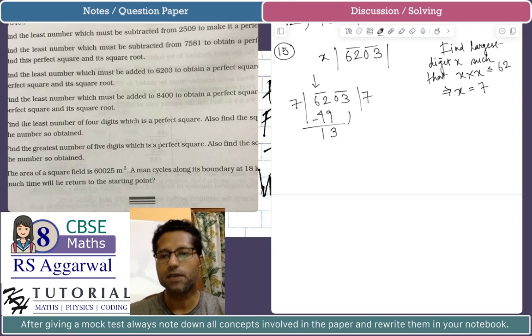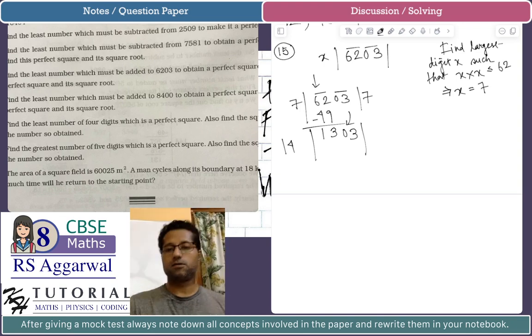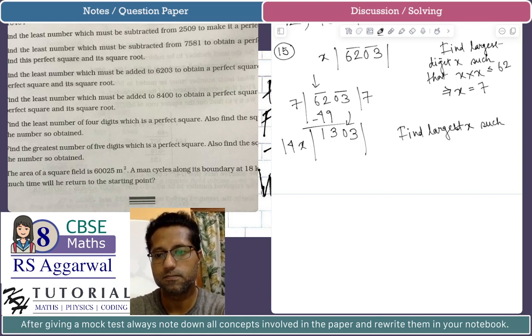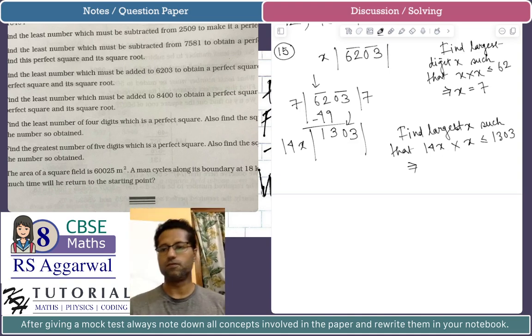the next period 03, and then the next partial divisor will be 7 into 2, that is 14. And now we have to find the x over here, so find the largest x such that the 3-digit number 14x multiplied by the digit x is less than or equal to 1303. What can x be?